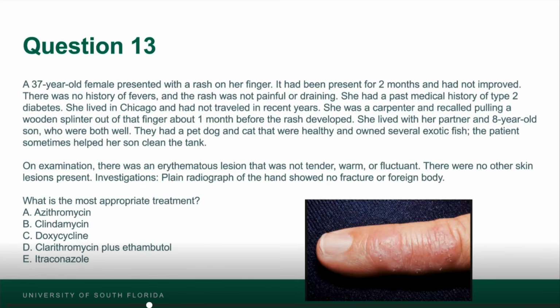We have another one in the similar category of infections. Which is the most appropriate treatment? A 37-year-old woman presented with rash on her finger. It had been present for 2 months and had not improved. There was no history of fevers, and the rash is not painful or draining. She has medical history of type 2 diabetes, lives in Chicago, has not traveled in recent years. She was a carpenter and recalled pulling a wooden splinter out of that finger 1 month before the rash developed. She lived with her partner and 8-year-old son, who were both well. They had a pet dog and cat that were healthy and owned several exotic fish.